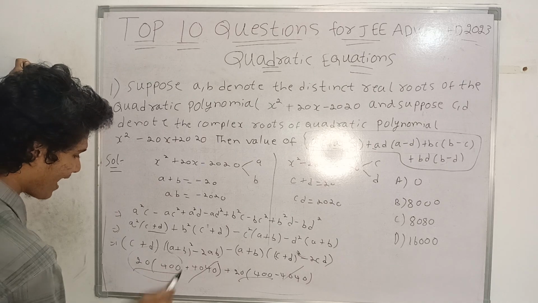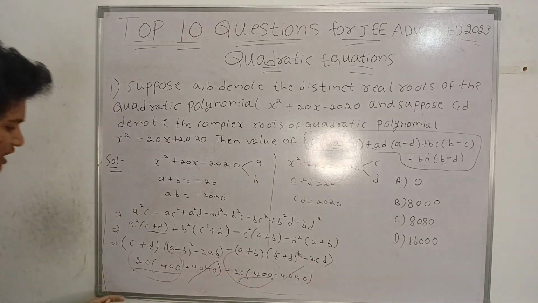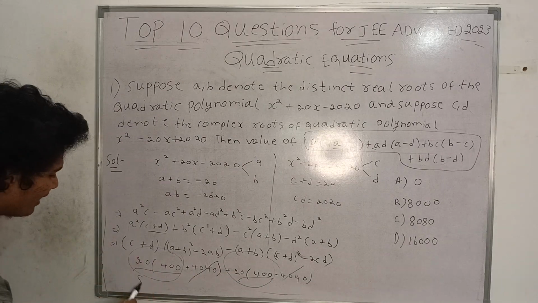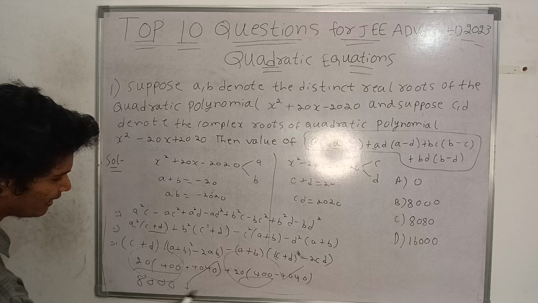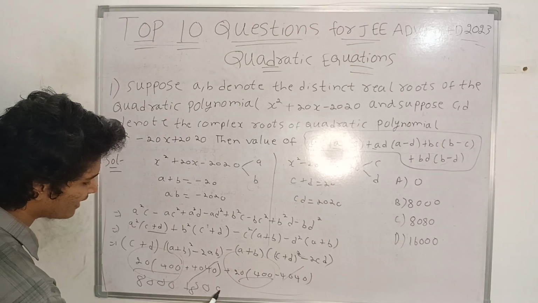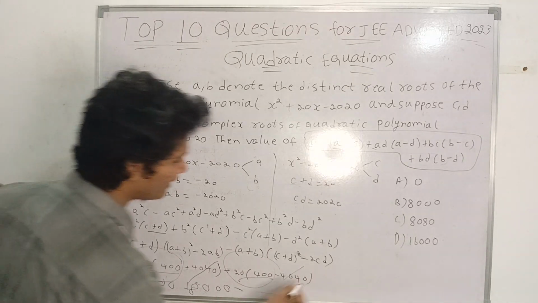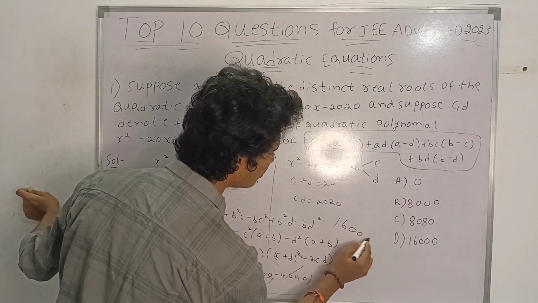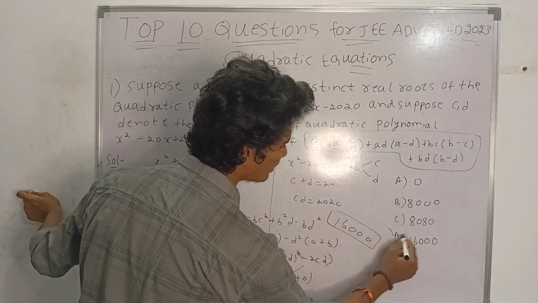So we have to simply add these two things. What are these two things? 4 2s are 8, here it is 8000 and here it is 8000. What is 8000 plus 8000? It is 16,000. So the answer for this question is 16,000, D.